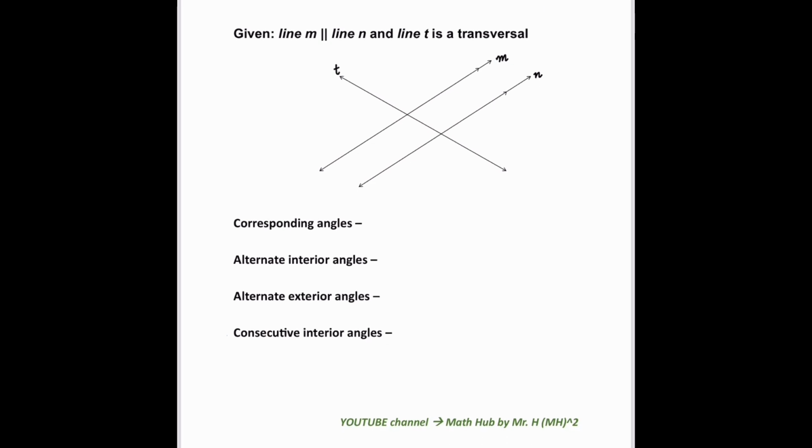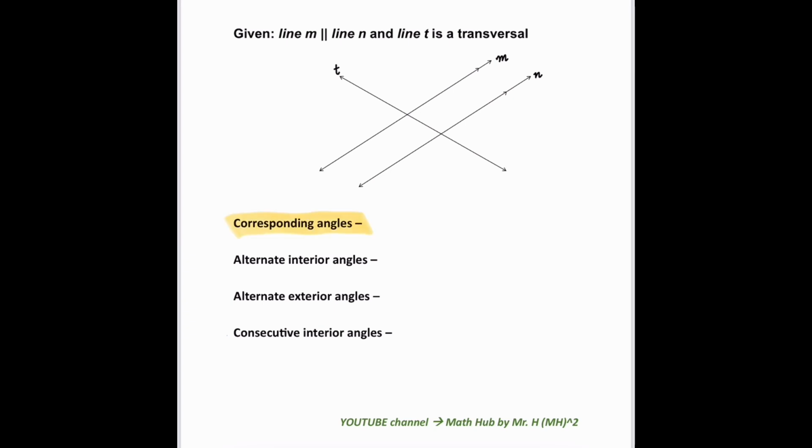So the diagram below shows us line M that is parallel to line N, and line T here is the transversal. It's actually a line that cuts or crosses the parallel lines. When a transversal cuts parallel lines, there are 8 different angles formed. We're going to be looking at 4 different angle pairs and how they relate to each other.